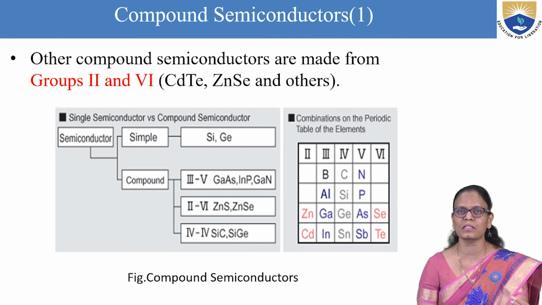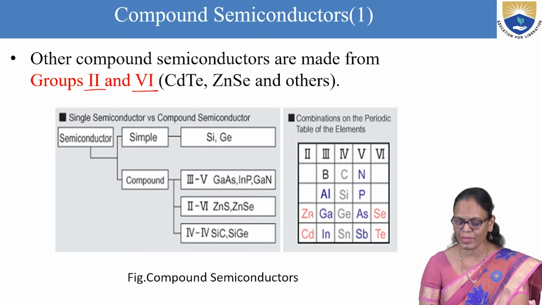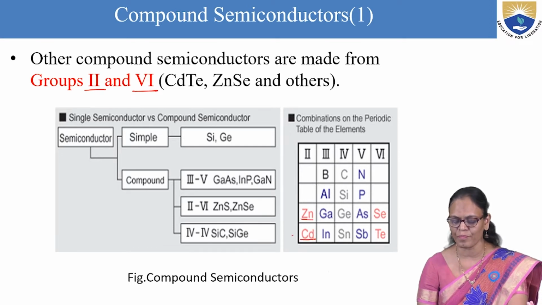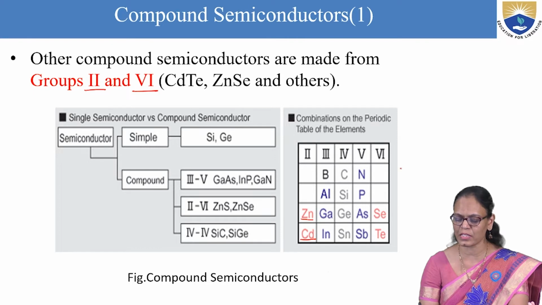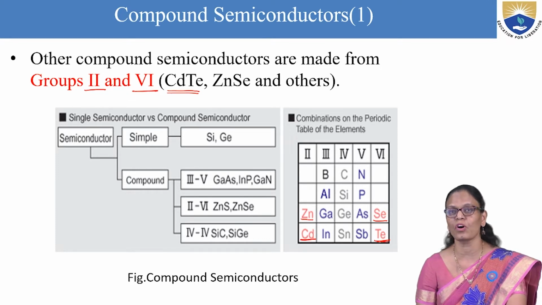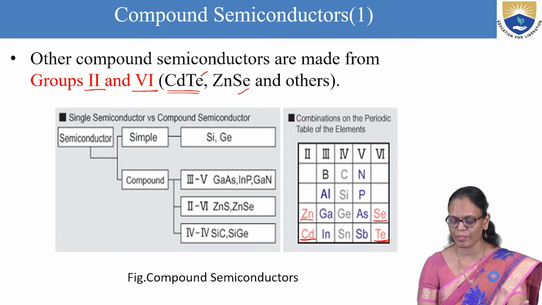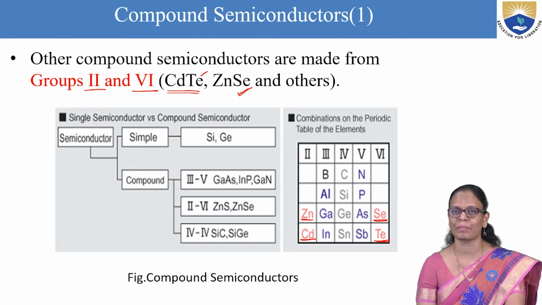Then we can also mix elements from the second group and the sixth group. From the second group we have zinc and cadmium, and in the sixth we have selenium and tellurium. So how is cadmium telluride formed? Cadmium from the second group is combined with tellurium of the sixth group, so we get this compound semiconductor. And in the same way zinc selenide: zinc is from the second group and selenium from the sixth group, so we get this compound semiconductor.